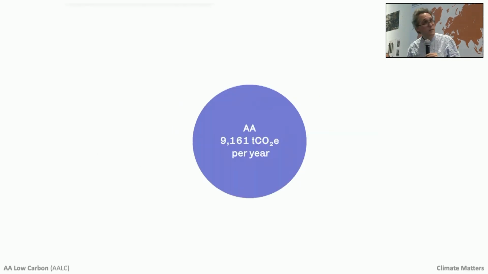So straight off the top, the AA has a carbon footprint of 9,161 tons of CO2e, as Cian said, per annum. Now, I'll tell you about the number, as I'm going to explain through the website, and then Tom's going to tell you in more detail what we might do about that number.